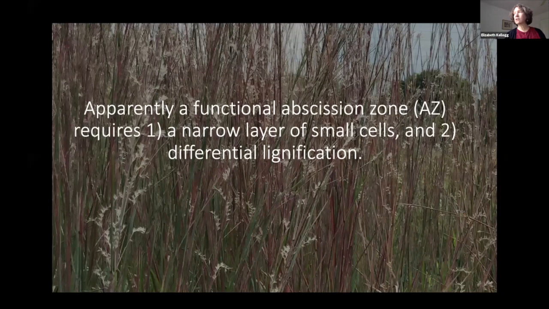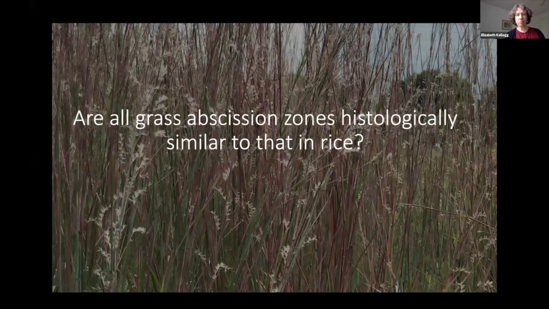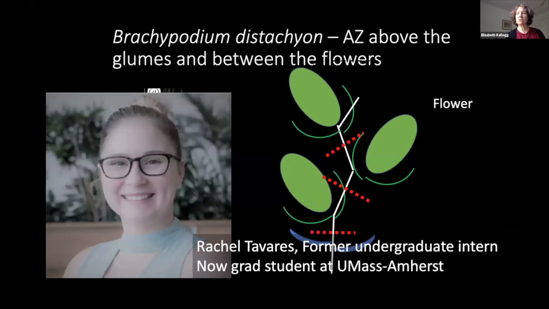So that suggested a fairly straightforward set of experiments, which turned out to be really good for summer undergraduate students. I highly recommend anatomy and histology if you've got summer interns, because they get to look at something nobody else has ever looked at before and make a discovery and produce some pretty interesting data. So Rachel Tavares, who was an undergrad intern, now a grad student at UMass, looked at Brachypodium. And this is abscission, we call above the glumes. So it's right here. We expected it was going to be just like rice. We expected we'd have this same rice type abscission zone in between the flowers and above the glumes.